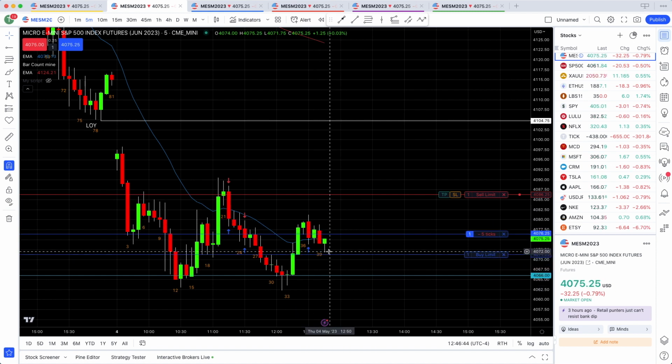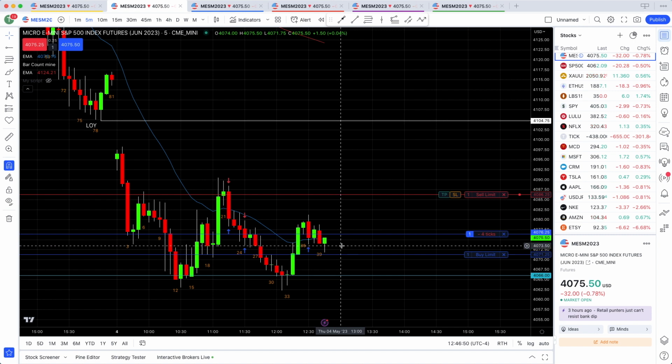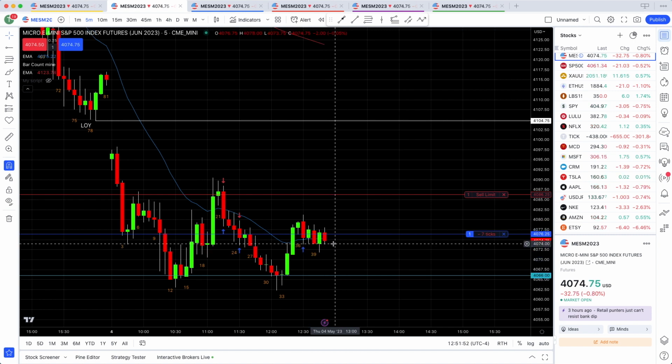Unfortunately, it didn't get filled on my scale in order, so it trapped me out of a pretty decent profit. If this ends up going, that would have been a pretty good entry there. So I just went one tick below the 39 low which is the second entry sell for the bears. And we'll see if bears exit there and we race up from here.